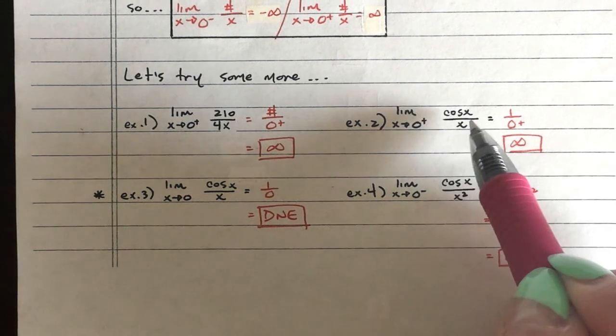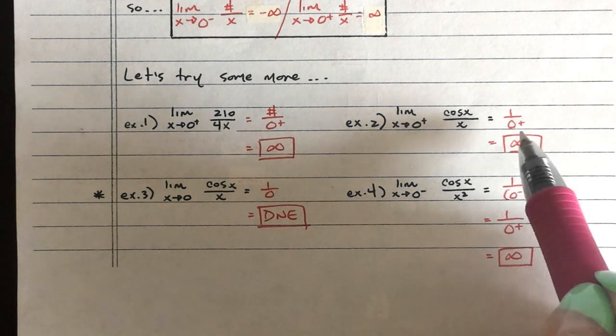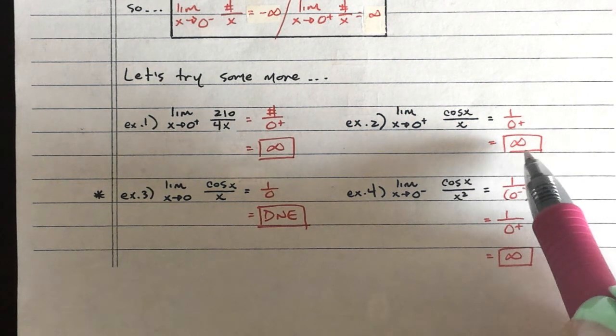If you plug in 0, cosine of 0 is 1. And then if you plug it in here, you get that. What is that? It's 1 over x on the right side. Okay, then there you go.